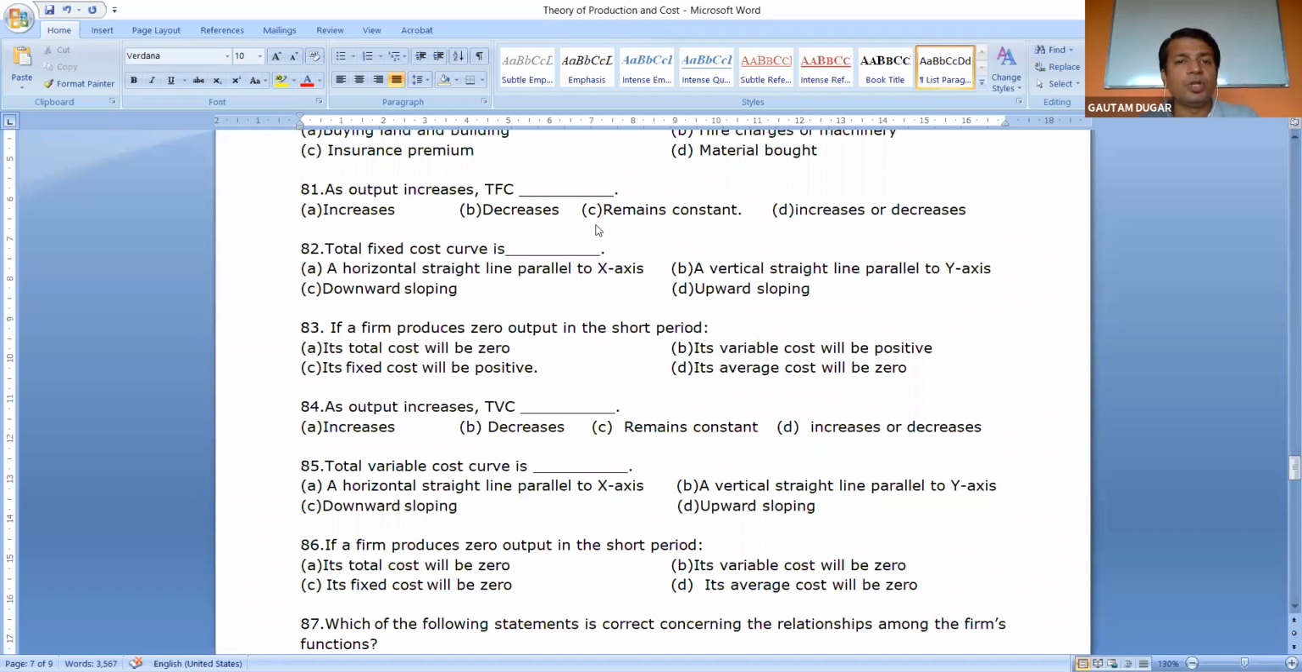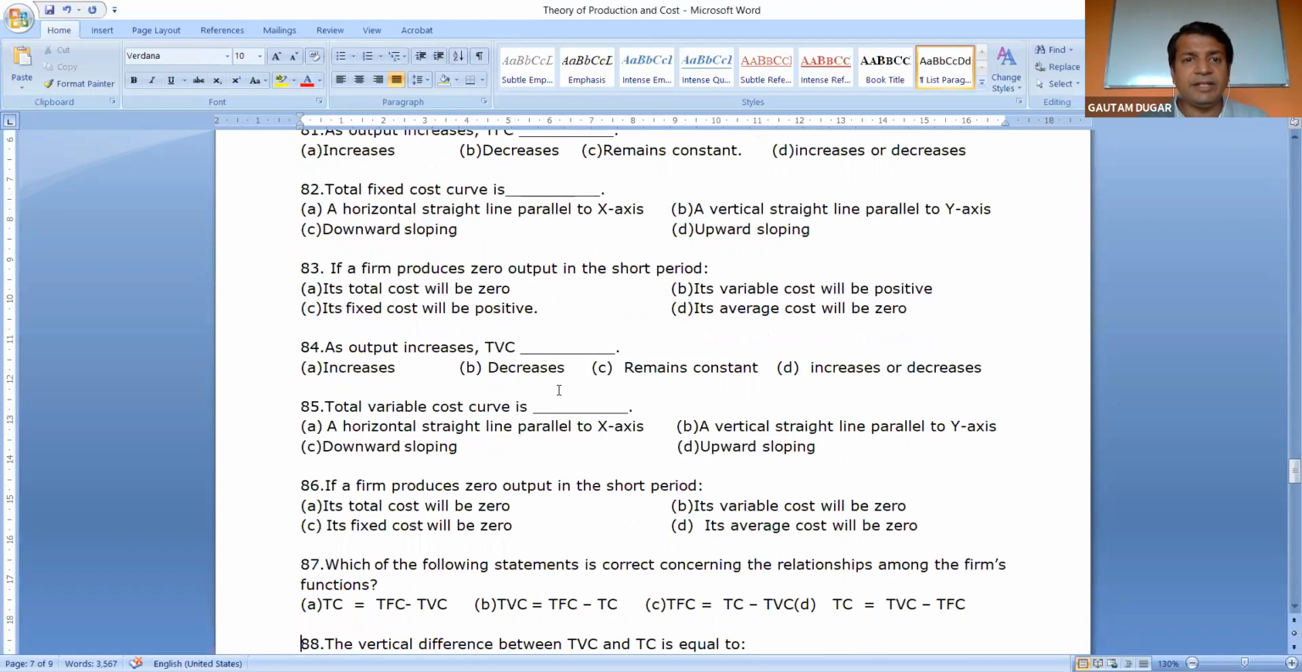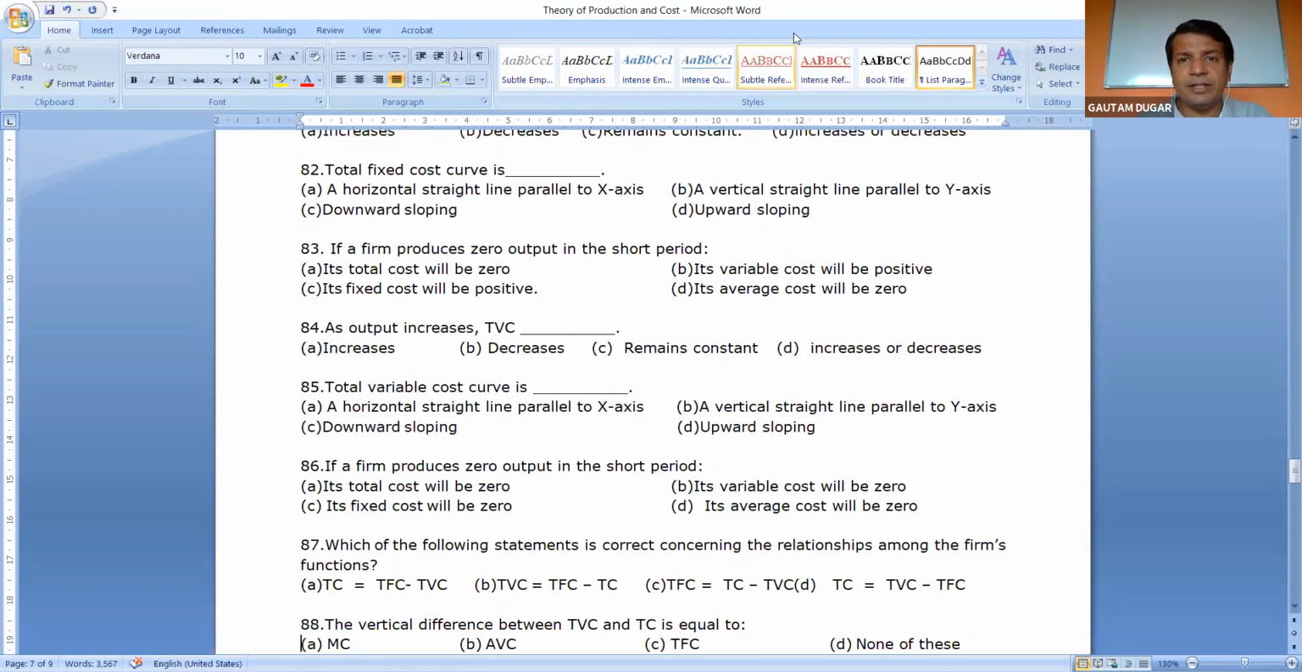82. Total fixed cost curve is a horizontal straight line parallel to the x-axis. The right answer. 83. A firm produces zero output in the short period. What is the answer for 83? This is a bit quick. Go on answering. The firm produces zero level of output in a short period. Yes, very good answer by Mehnur.